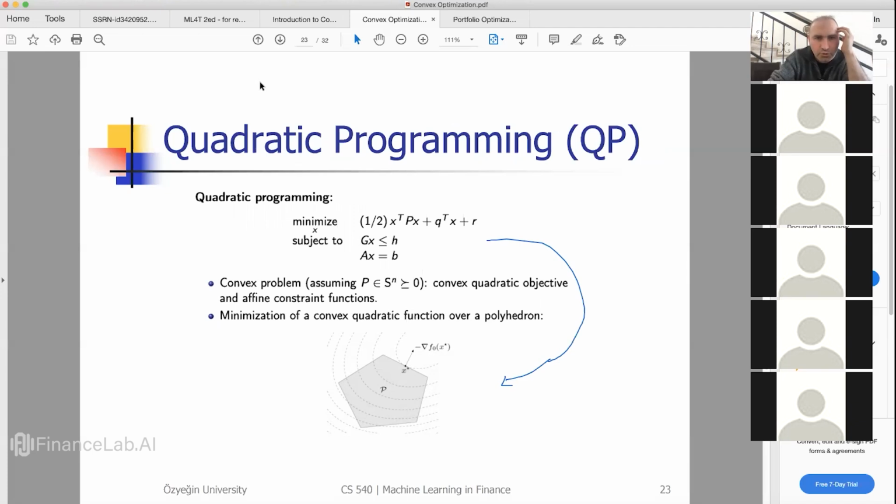And another problem is the quadratic programming problem. In the quadratic problem, again, the constraints are linear.